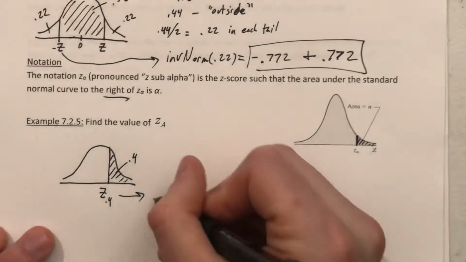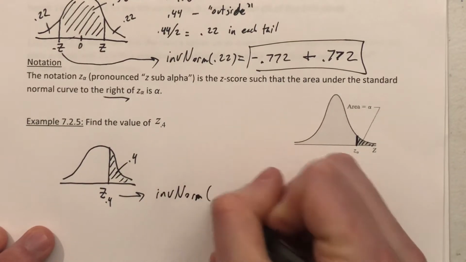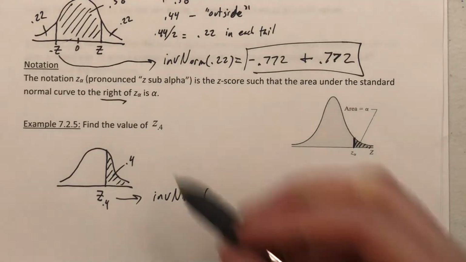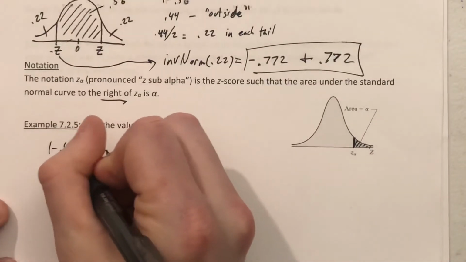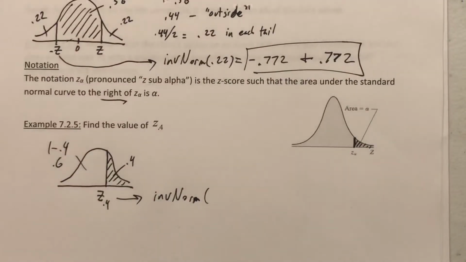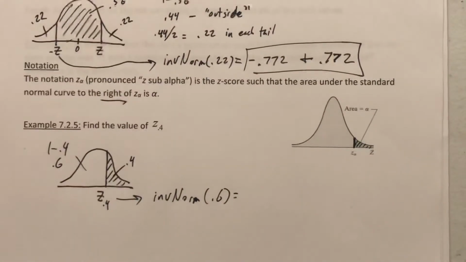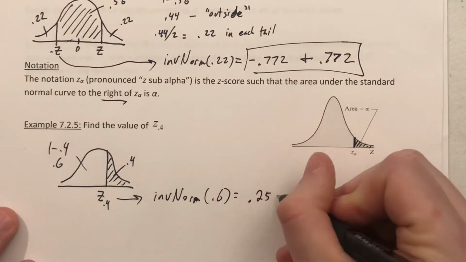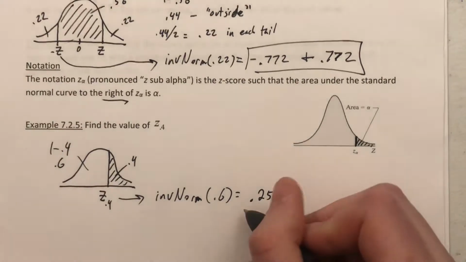And that is now something we can throw into inverse norm. However, notice again, 0.4 is not the number you want. Alpha, in this case 0.4, was to its right. We can subtract that from 1, 1 minus 0.4, and realize that 0.6 is to its left, and that's the value we need to put into inverse norm. So inverse norm of 0.6, 0.253 if we go to 3 places for the z-score.